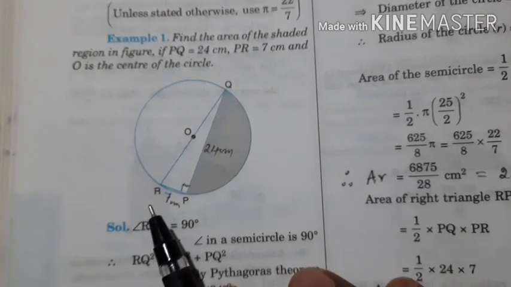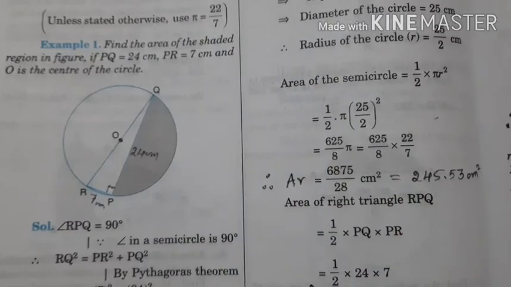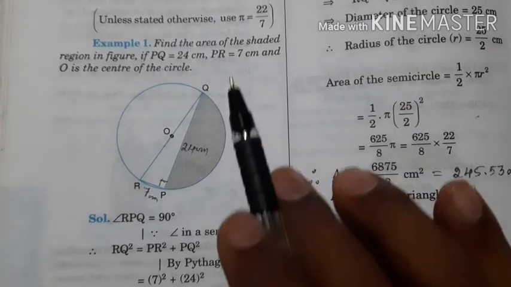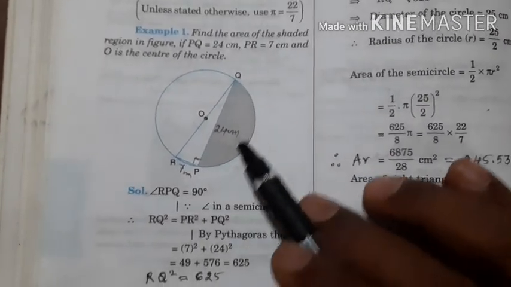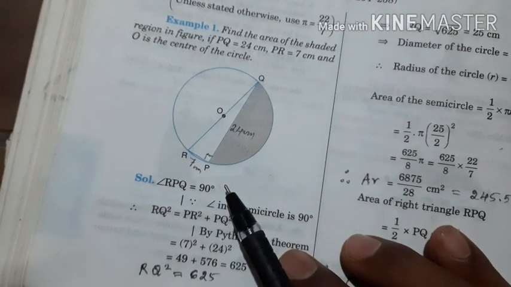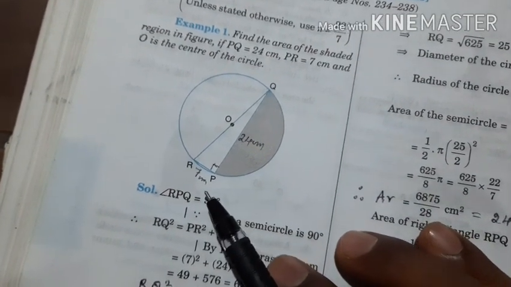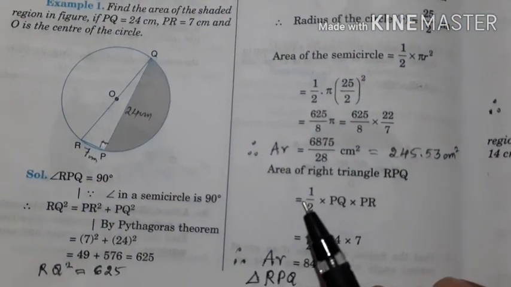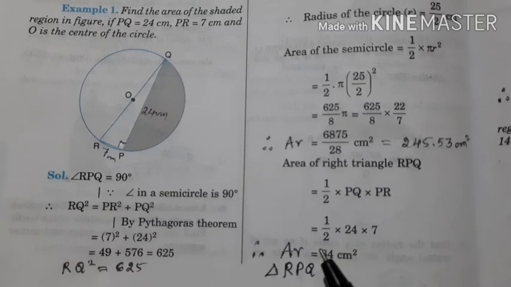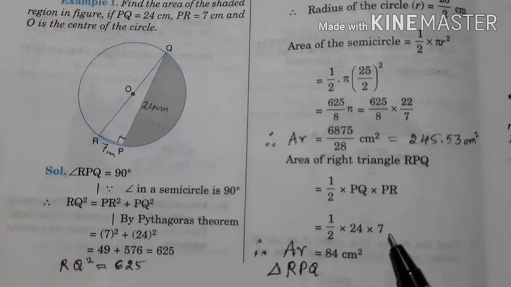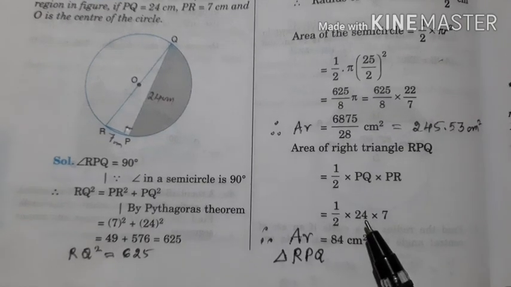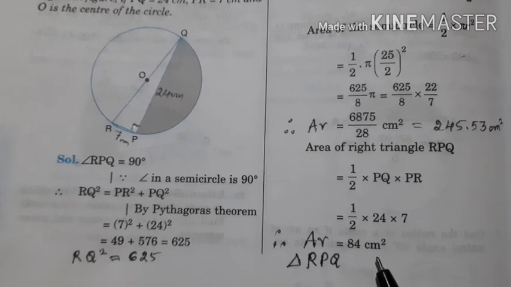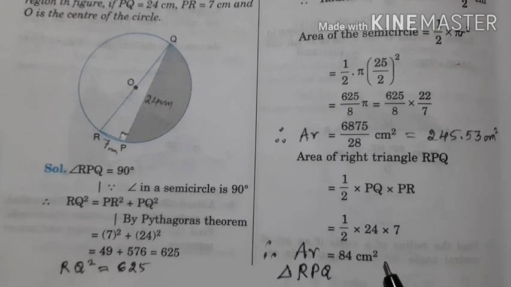Now, let us find the area of right angle triangle RPQ. I take PQ as base and RP as height. Therefore, half into base into height, 1 by 2 into 24 into 7. 2 12s are 24, then 7 12s are 84. Thus, area of RPQ is equal to 84 centimeter square.